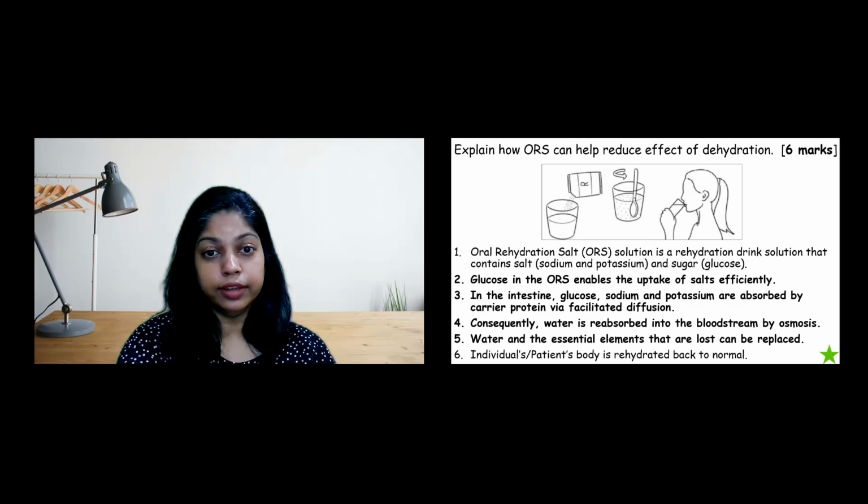This question is almost the same as the previously discussed question, but more marks are allocated. So you have to explain in more detail.